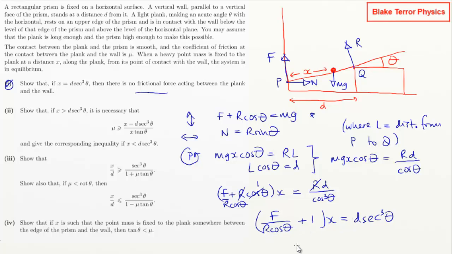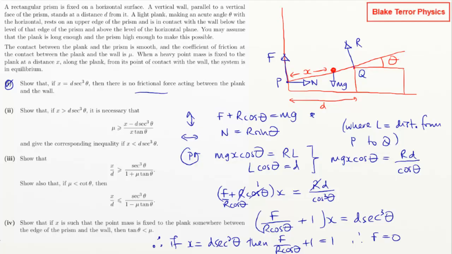Right, so that works out fine then, doesn't it? Because that's what they're saying then. Therefore, if x is equal to d sec cubed theta, then we've got the contents of this bracket, f over r cos theta plus 1, is equal to 1. So therefore, we got f is equal to 0. So that's exactly what we want.